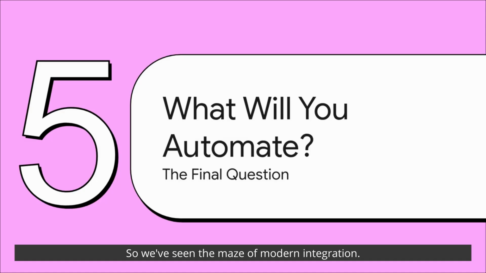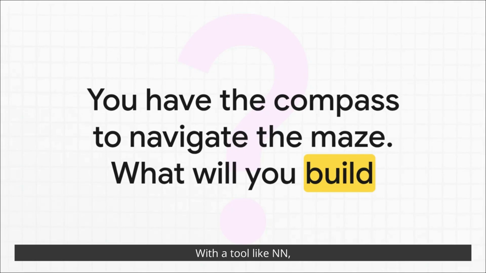So we've seen the maze of modern integration, we've seen how n8n acts as a compass, and we've even looked at the path you can take from a beginner all the way to an expert. And that really just brings us to the final and, I think, most important point. With a tool like n8n, you're not just connecting a couple of apps or automating a few simple tasks. You're being given the building blocks to create intelligent, scalable systems. You have the compass to navigate that whole integration maze. So the only question left is, what problem are you going to solve first?